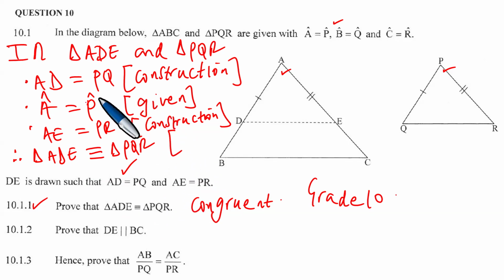And as Tando said, this is about side, angle, side. AD equals PQ are sides, angle A equals angle P are angles, AE equals PR are sides. It's side, angle, side, and the triangles are congruent. Next point. Okay, we want to prove 10.1.2.